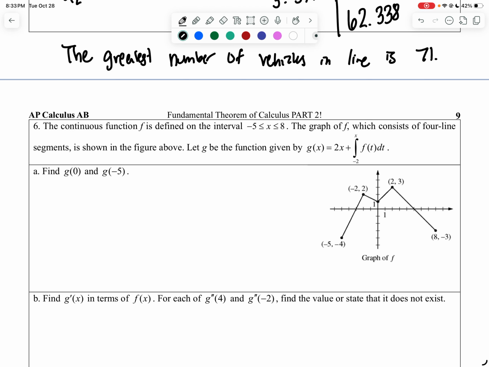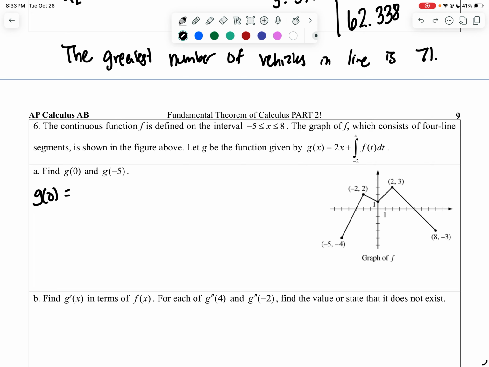All right, for FRQ number 6 right here, we have a continuous function, and we have the graph of f, and we have g being the function 2x plus the integral from -2 to x of f of t dt. Part A says find g of 0 and g of -5. So to find g of 0, we are just going to plug in 0 and see what happens there.